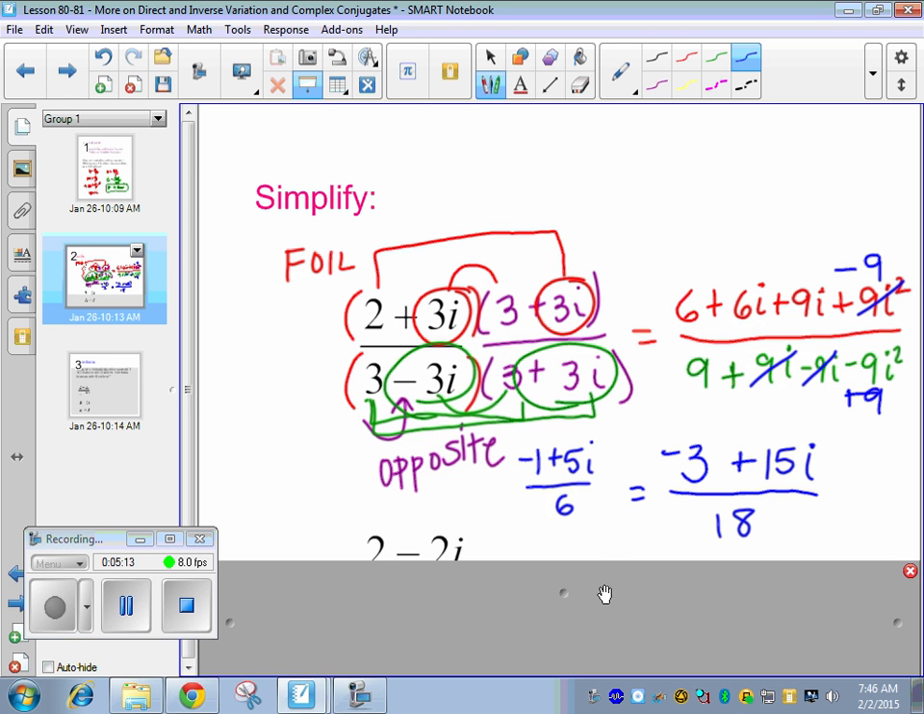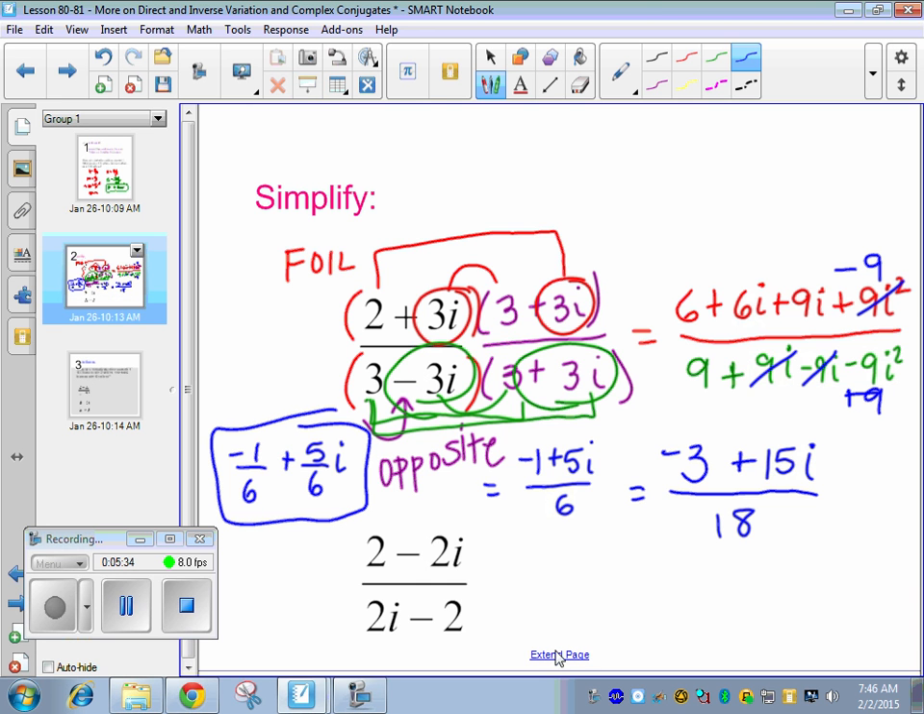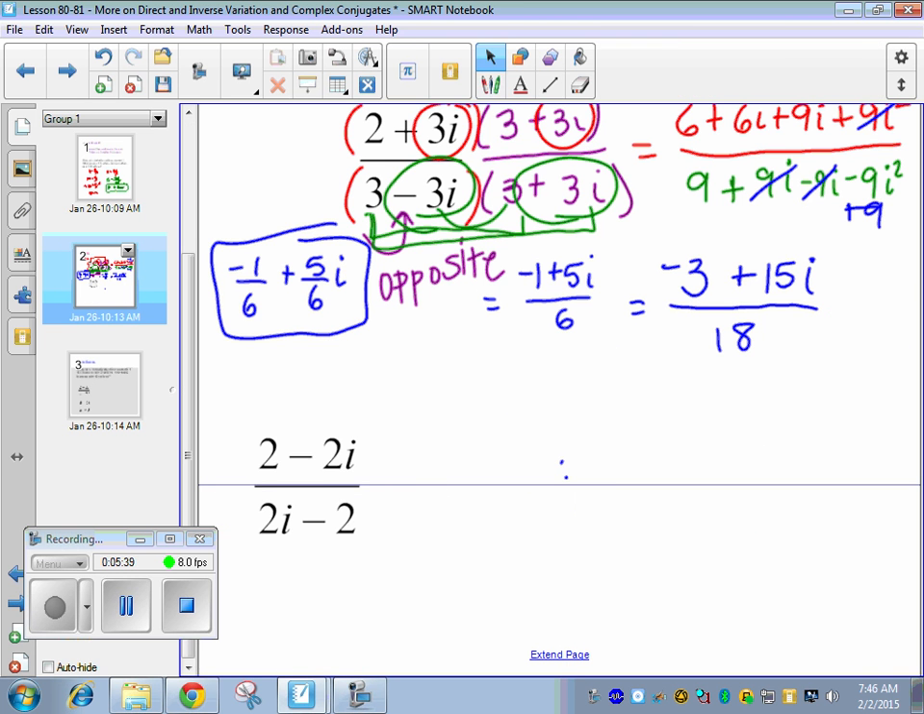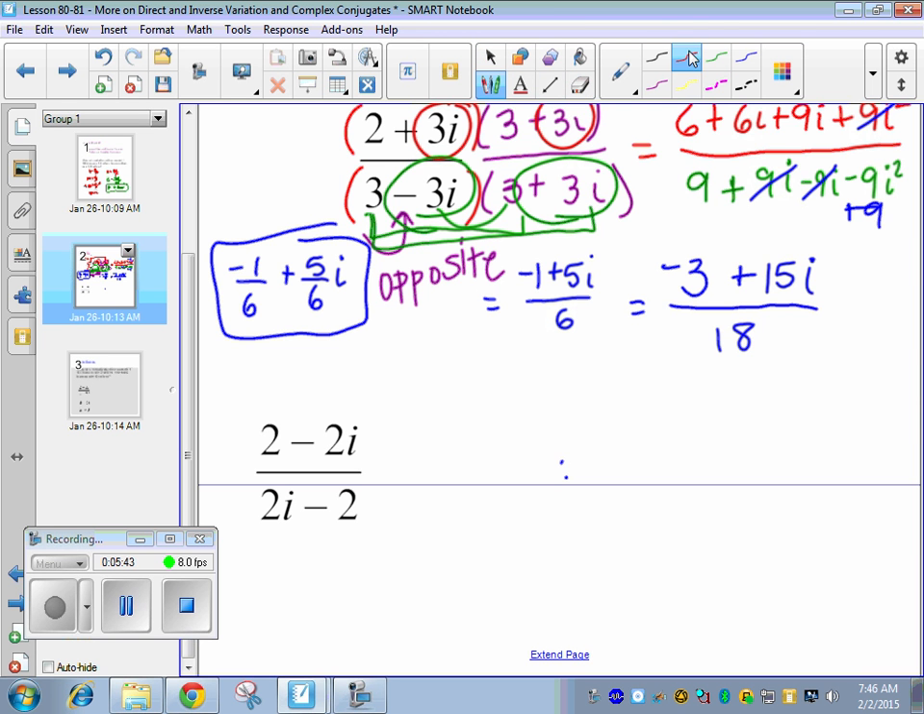Now, the back of the book will split this into two pieces. So it's the same thing as negative 1 over 6 plus 5 over 6 i. That is the same answer, so if you don't want to split it up, you don't have to. And let's try one more. So 2 minus 2i over 2i minus 2.